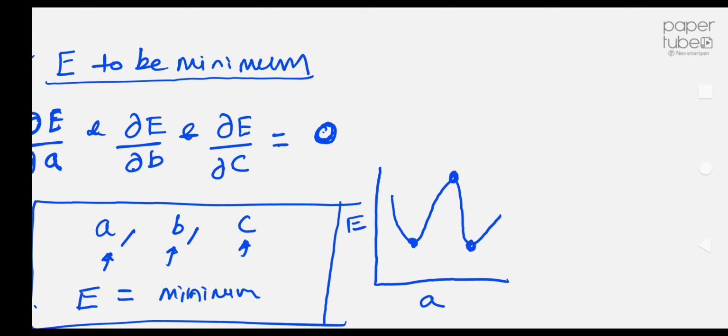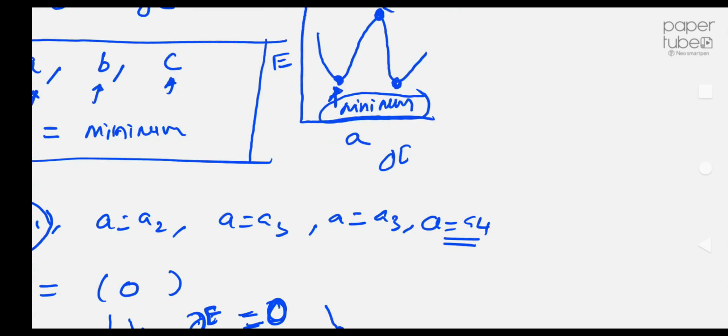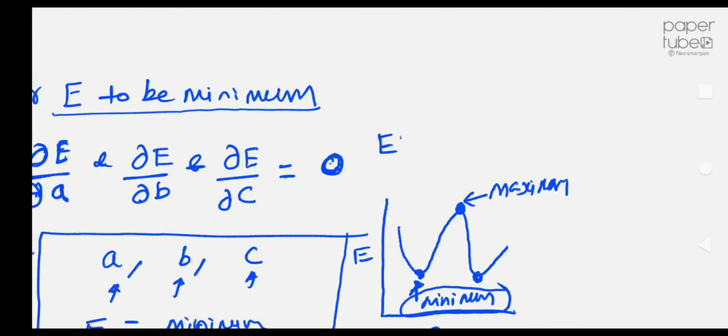So let's call this one a global minimum, where your error will be minimum, and this is something like a maximum. So we have to make sure our change in error with respect to the constant is such that this is a minimum. So we have to develop a function between E versus A.